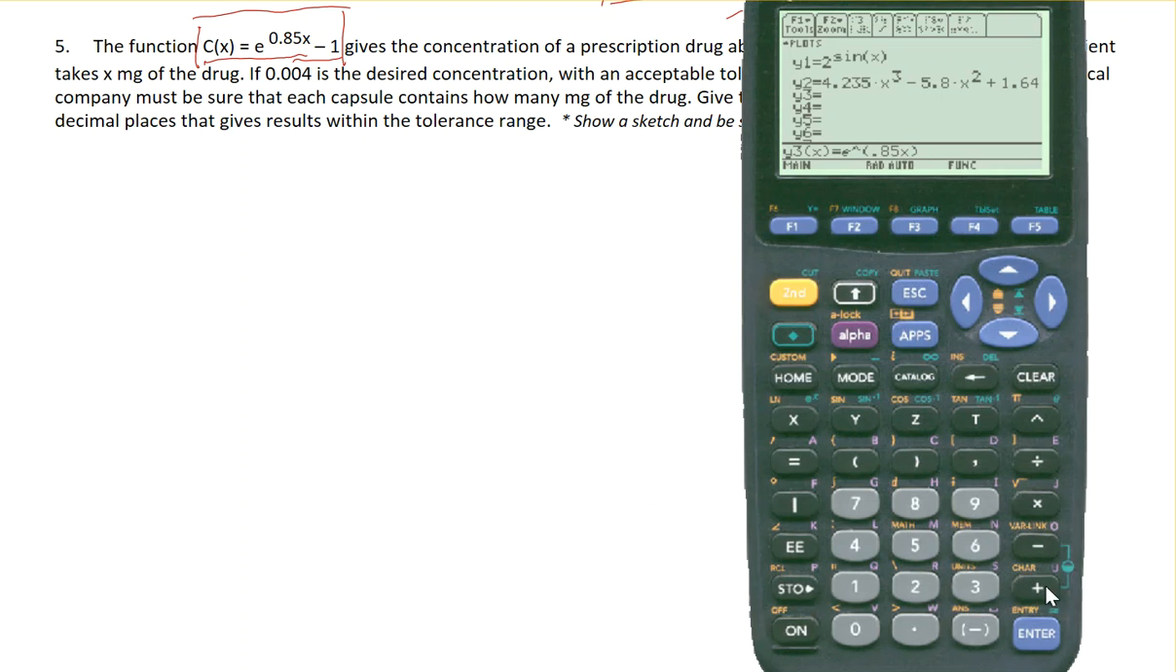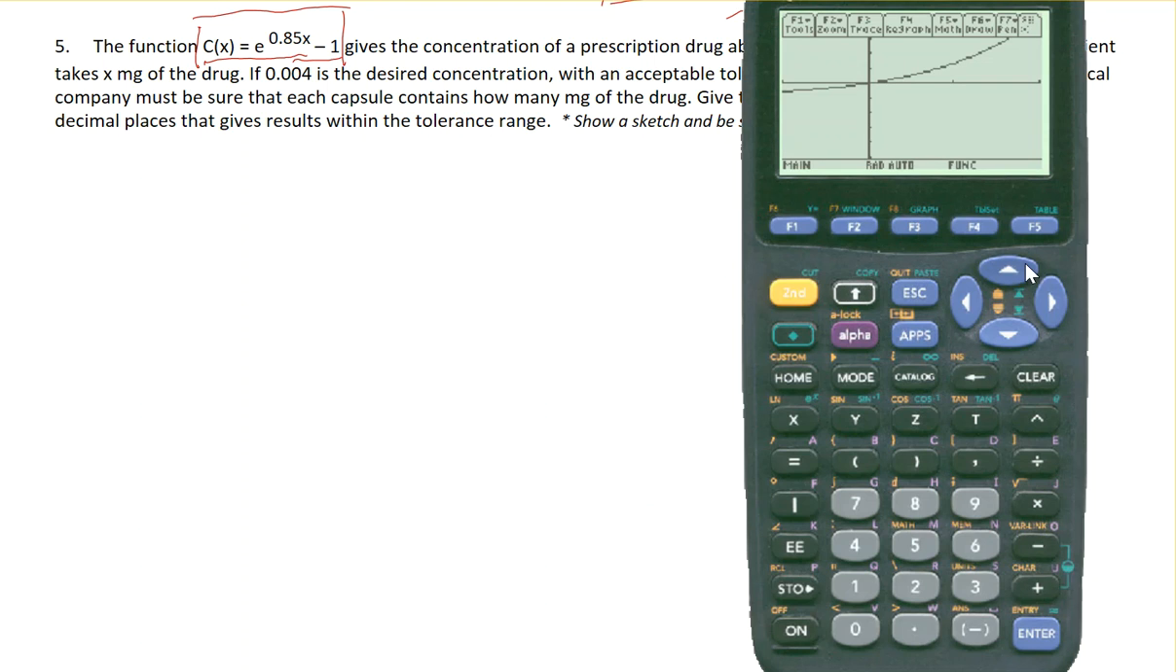And then we have -1. Make sure that -1 is not part of your exponent. So I'm going to check the pretty print to make sure that I have e to the 0.85x in our exponent. And we could go look at the graph now, and we have the same window we had a minute ago. So that window size is not necessarily going to serve our purpose.